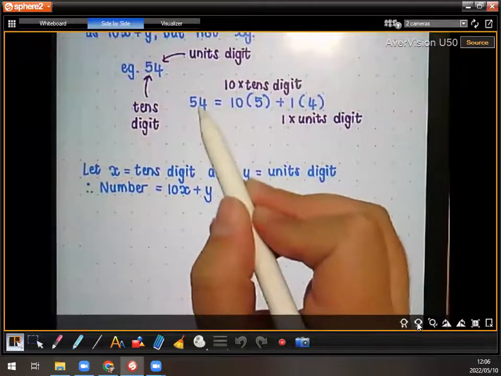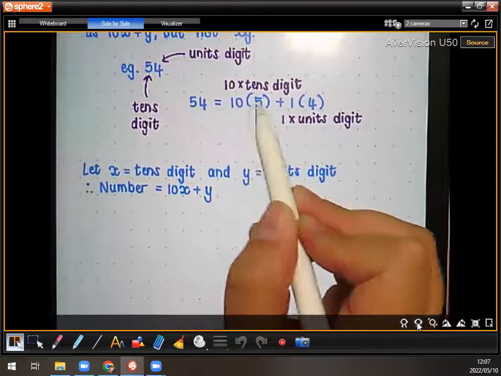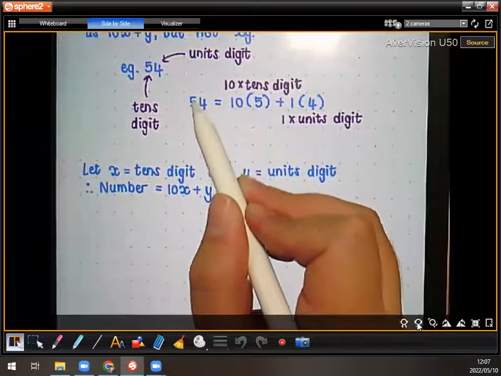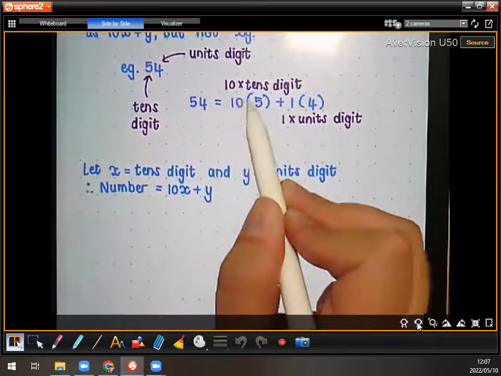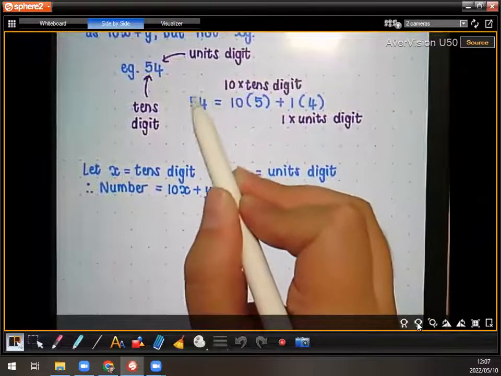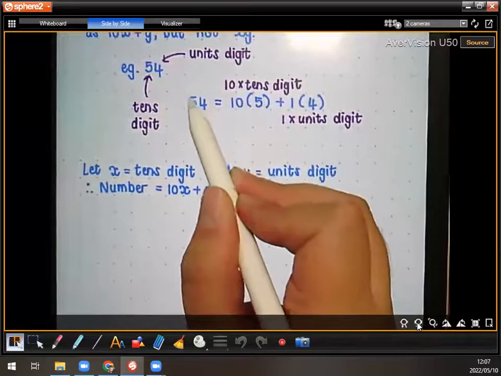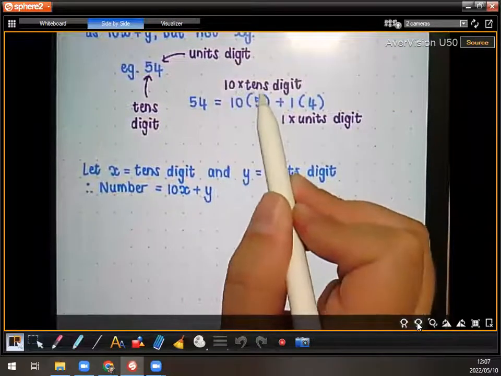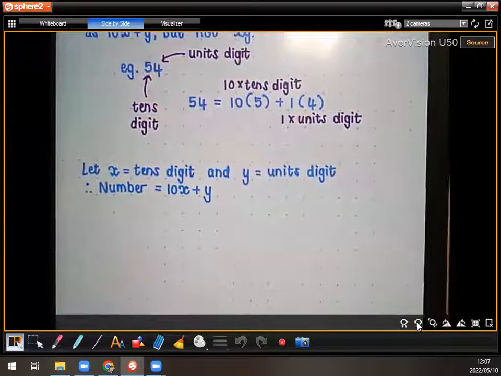To get the value of that number, if you're looking at 54, you have to multiply the tens digit, which is 5, by 10, because this 5 is not actually 5, it's 50. That's why we multiply that digit by 10 to get the value of the number.